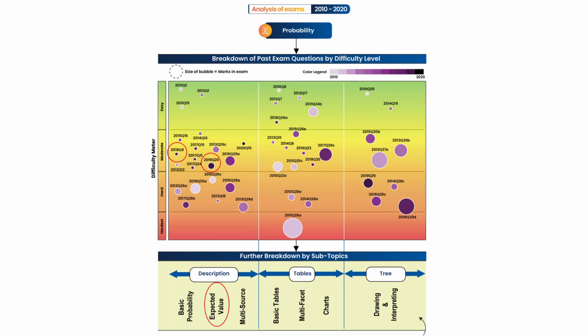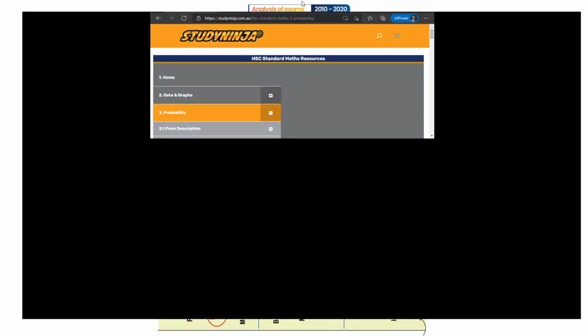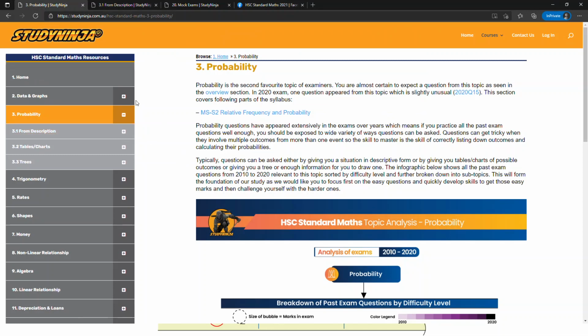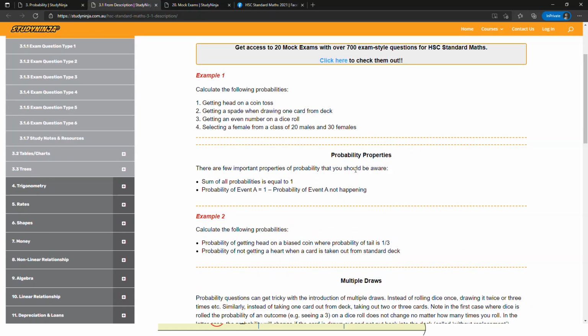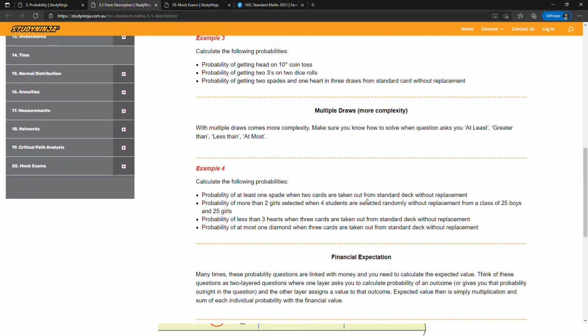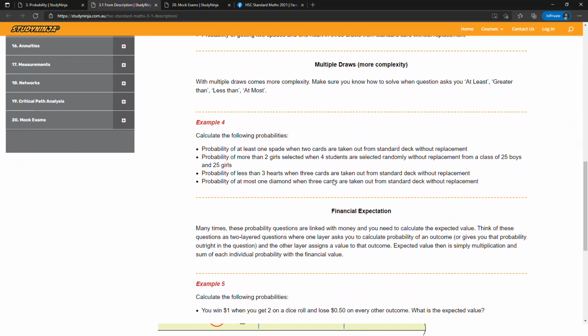Before I start, I'll just show you this part in my website, topic 3, probability, and anything you would need for this specific subtopic is under 3.1, description. Here I explain how you first calculate a probability, the different properties of the probability, and so on. So make sure you go through these because this is some quick and easy information that you need to know for a start.